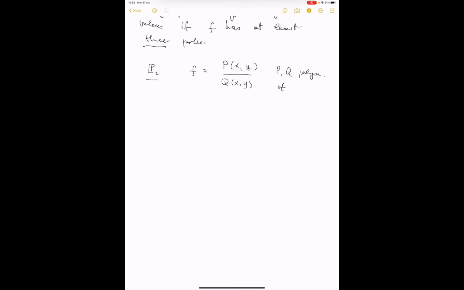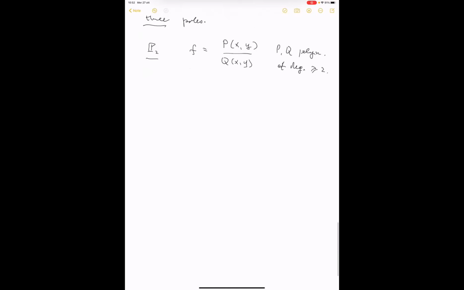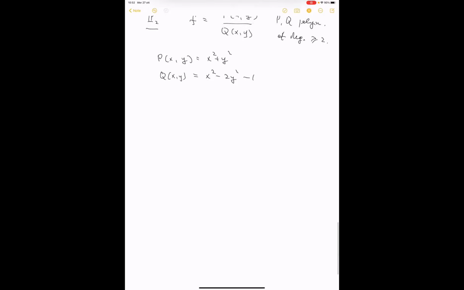And let us say of degree each at least 2, not to fall into some special cases. There are some simple cases, of course, when Q is constant, for instance. And now let me go to the case just of quadratic polynomials. Let me take P just as a test problem, the sum of these squares, and Q, I take, for instance, x squared minus 2y squared minus 1.